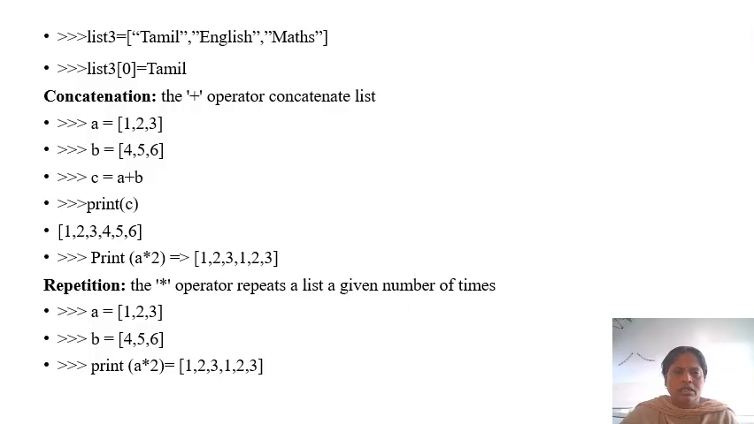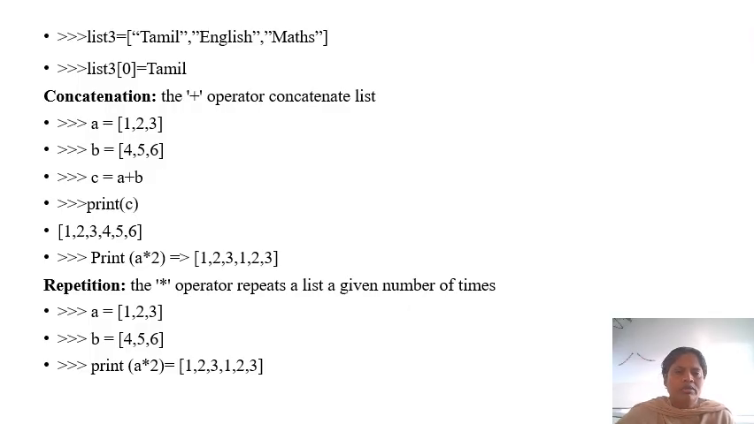The next operation is concatenation. Why do we need a concatenation operation? Suppose we have multiple lists and you want to join all of them into a single list, we can use concatenation. Concatenation means joining all the values from the different lists, and it can be stored in a single list. In Python, the concatenation operator is plus. It is not an addition operator here, but in Python this plus operator is used for concatenation.